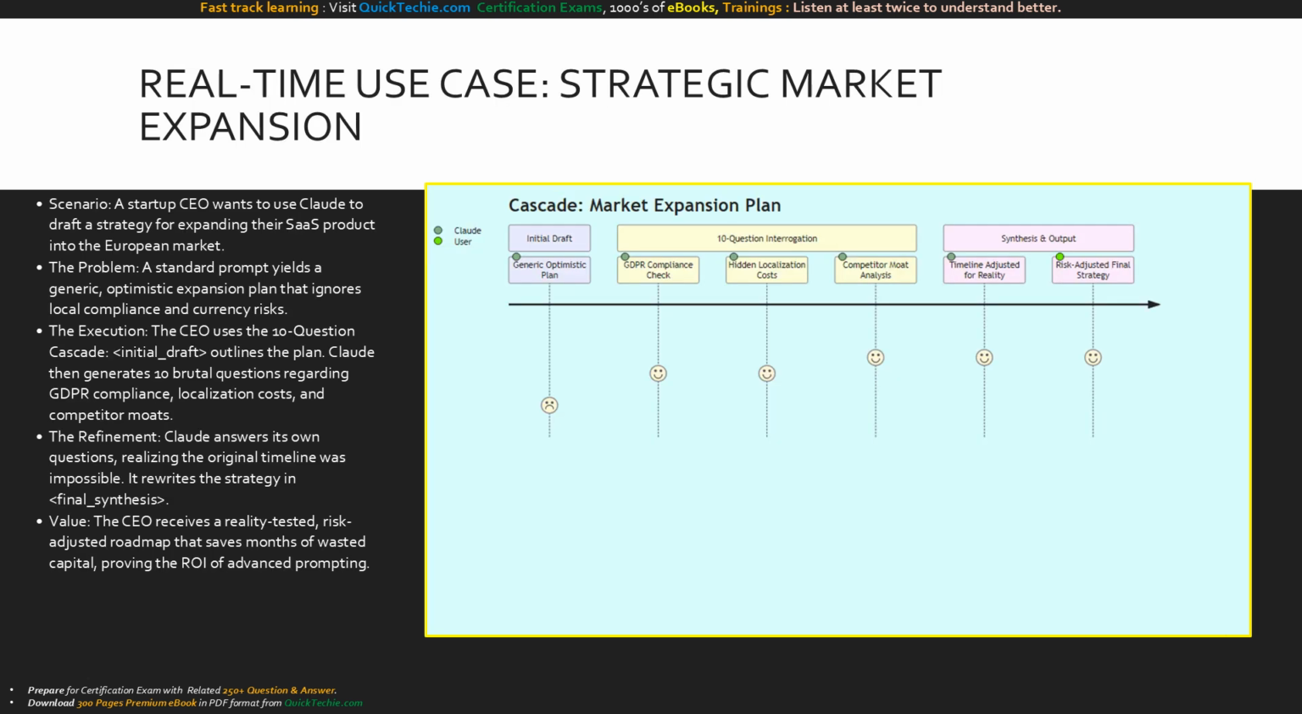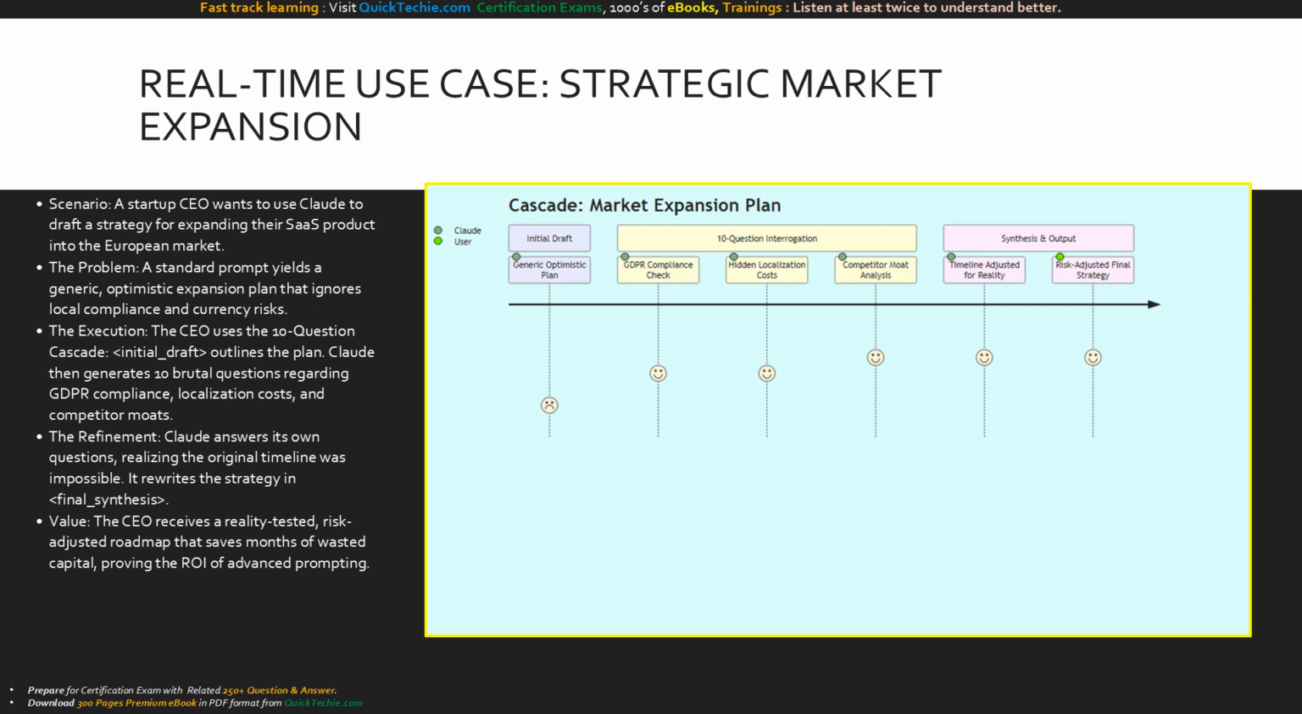limits. Let's look at a real-time, highly impactful use case, strategic market expansion. Scenario: a startup CEO wants Claude to draft a strategy to expand their software into Europe. The problem is that a standard prompt will just yield a generic, overly optimistic plan. It will completely ignore local risks.